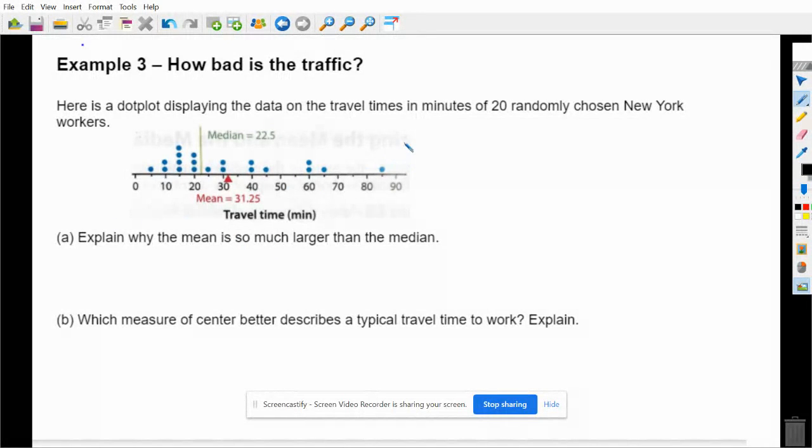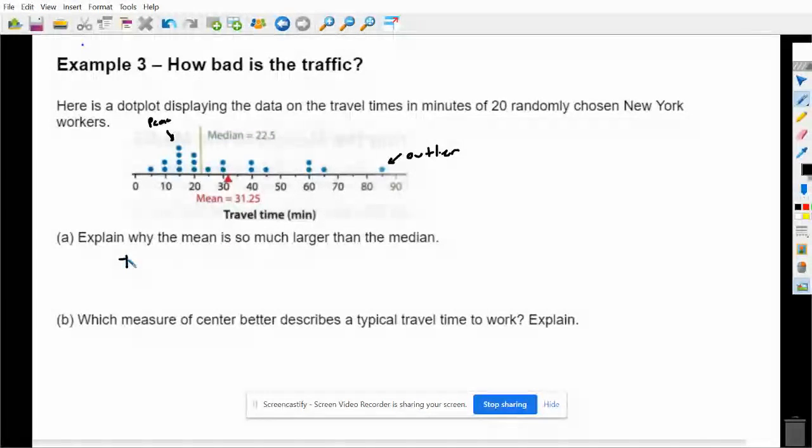If you look at this data, you see that this right here is the peak. So I would say that this is strongly skewed to the right because here's the peak and there's so much more data to the right than there is to the left of the peak. And you also have this point out here, which I would say is a possible outlier. So explain why the mean is so much larger than the median.